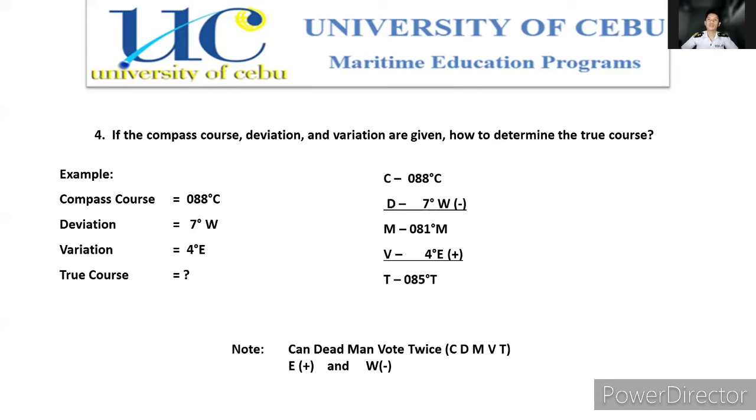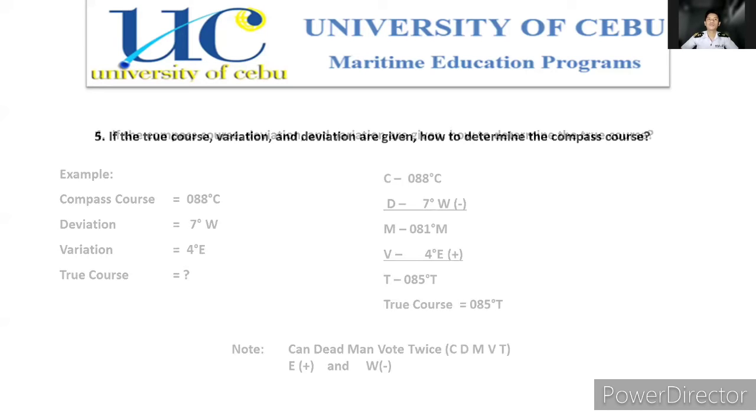Here is our solution. We have a compass course of 88 degrees and a deviation of 7 degrees west. Since it's west, we will subtract it from our compass course, and that gives us the magnetic heading of 81 degrees. Next, we are going to apply our variation of 4 degrees east. Since it's east, we will add it to our magnetic heading, which is 81 plus 4. That gives us our true course of 85 degrees true.